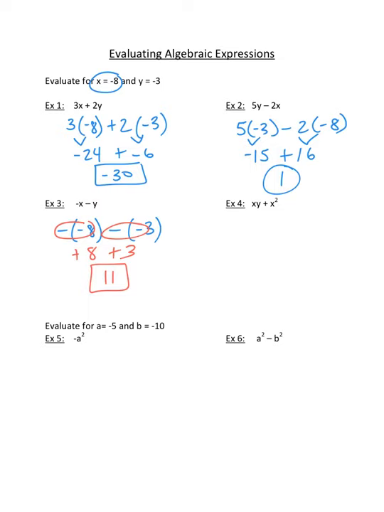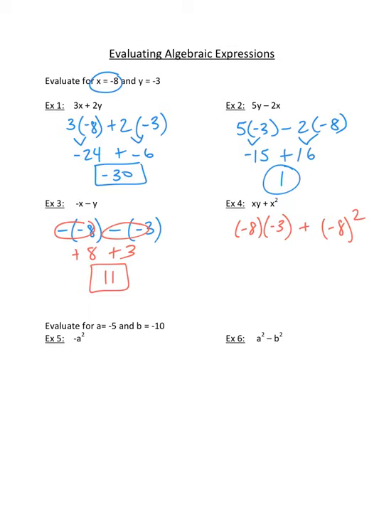Okay, in the next example, we have x times y plus x squared. So we have negative 8 times negative 3. And then plus, and make sure you have x squared. The x has to be in parentheses. So we have negative 8 squared. It's very important that you put the negative 8 in parentheses because we're saying that we're multiplying negative 8 times negative 8. If you don't include the parentheses, then you're just saying minus 8 times 8, which is different.